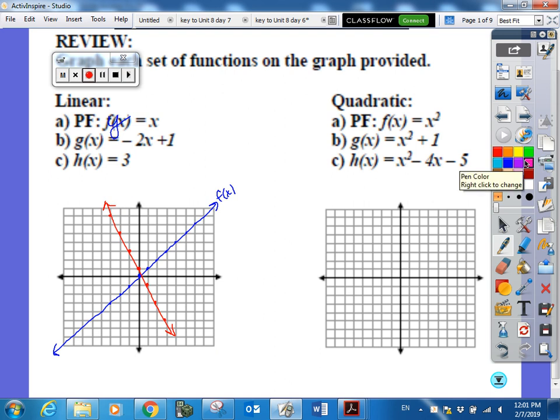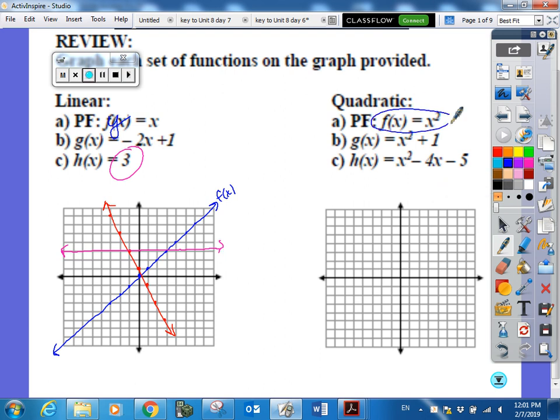Or we can just have h of x equals 3, which is just the horizontal line at 3. So we have those three graphs right there. So lines. Then we have parabolas.